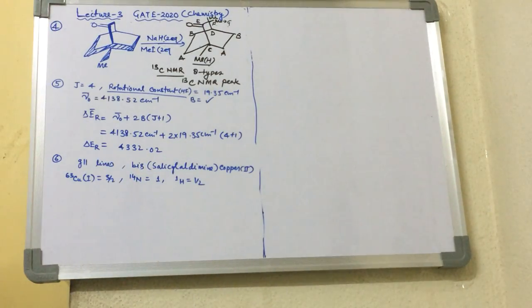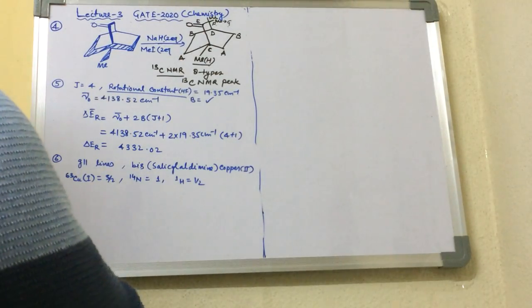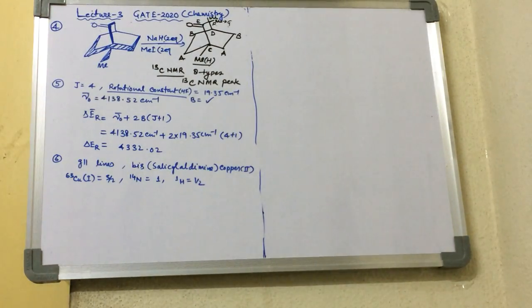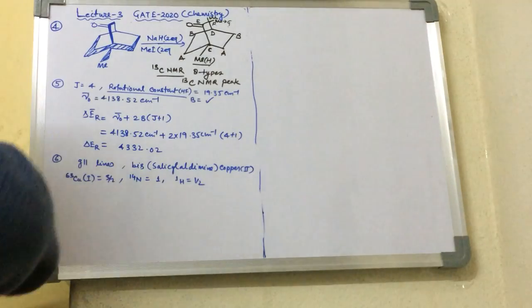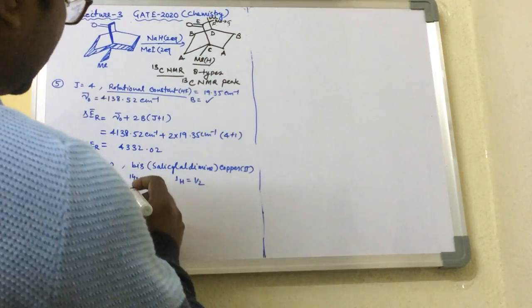So we have to find the g parallel lines for this bis(salicylaldiminato) copper(II). If you know the structure of this big molecule, then you can get the idea. It's a very big molecule, I am writing it here. The molecule is like this.